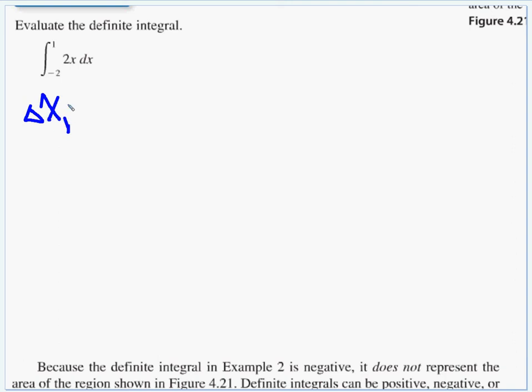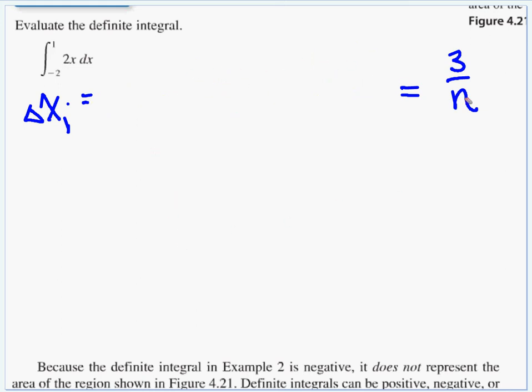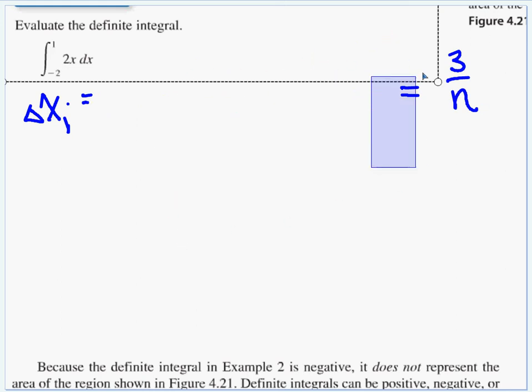Delta x sub i is the same thing as delta x, and that's just b minus a divided by n. In this case, our b value is 1 and our a value, at the bottom, is -2. So that's going to be 1 minus -2 over n. Minus the negative will turn that to a positive, so what we have is 3 over n. And that's our delta x.